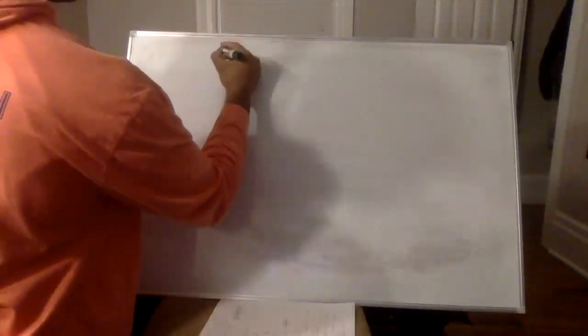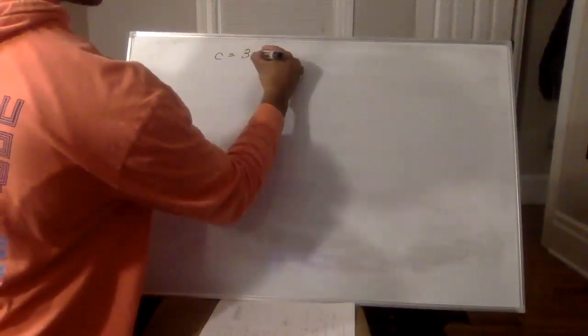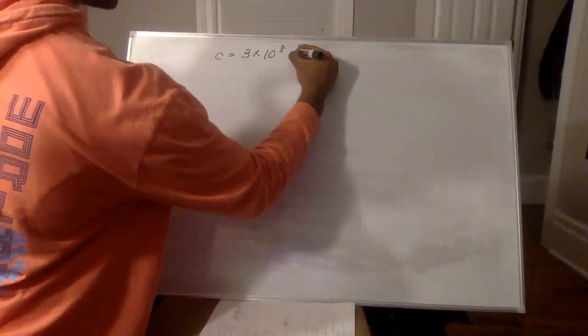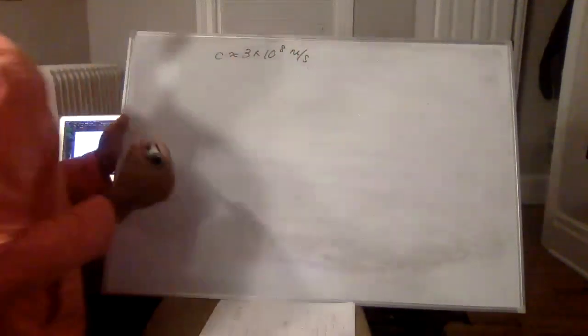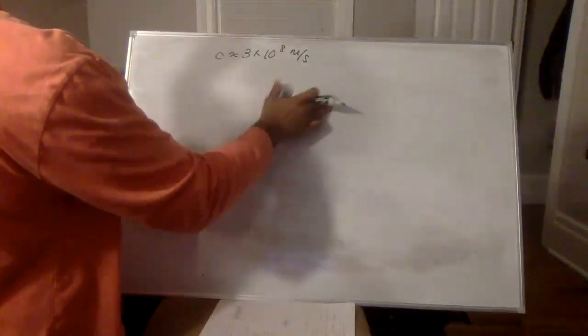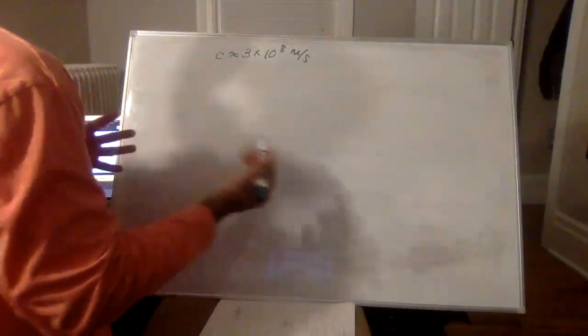We know the speed of light, which we denote with the variable c, is approximately 3 times 10 to the 8th meters per second. And this stays constant in every frame of reference. That may seem a little bit weird.